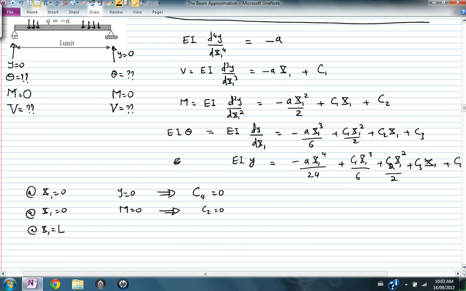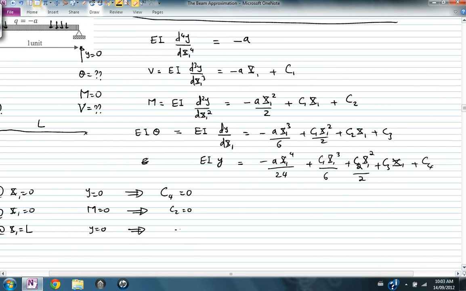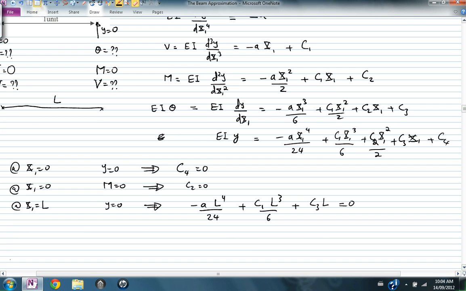At x1 equal L, the length of the beam, the displacement equals 0, which means negative A L to the power 4 divided by 24 plus C1 L cubed over 6 plus C3 L equals 0. At x1 equal L, I also have the moment equal to 0, which means negative A L squared over 2 plus C1 L is equal to 0. And from here, C1 can be found and C3 can be found.